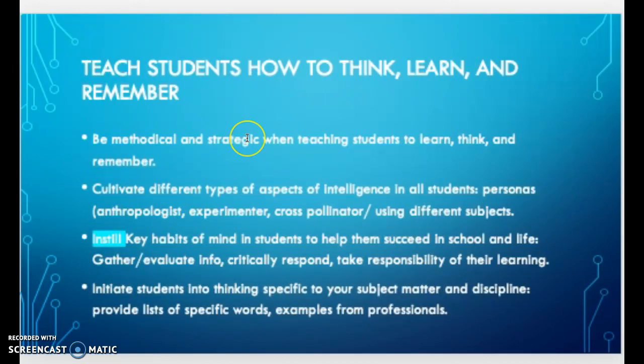And then chapter 2 goes over teaching students how to think, learn, and remember. So, a key point that I want to go over is key habits of mind in students to help them succeed in school and life. So being able to gather and evaluate info, critically respond, and take responsibility for their learning. This is not only important if they go to college, but any career they do, because in any career they're going to have to gather and evaluate info and critically respond to that info, regardless of any kind of career that they're in.